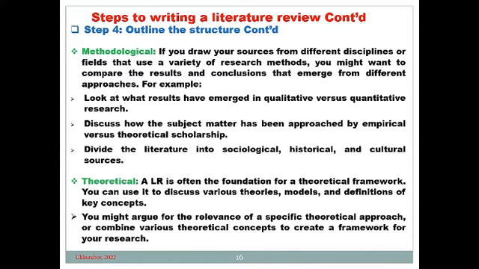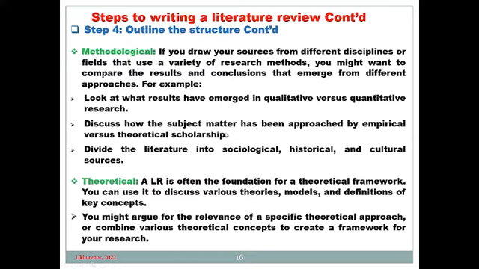Again, another example is to discuss how the subject matter has been approached by empirical method. People do research using empirical methods or they do theoretical work. In physics, we do experimental and theory. We have experimental physics, we have theoretical physics. Are the results coming to the same result? Are you going to compare these two groups of scholars together? Divide the literature into different sections. You have the sociological aspect of your literature, you have the historical aspect, you have the cultural, you have different aspects of your literature review. You divide them.